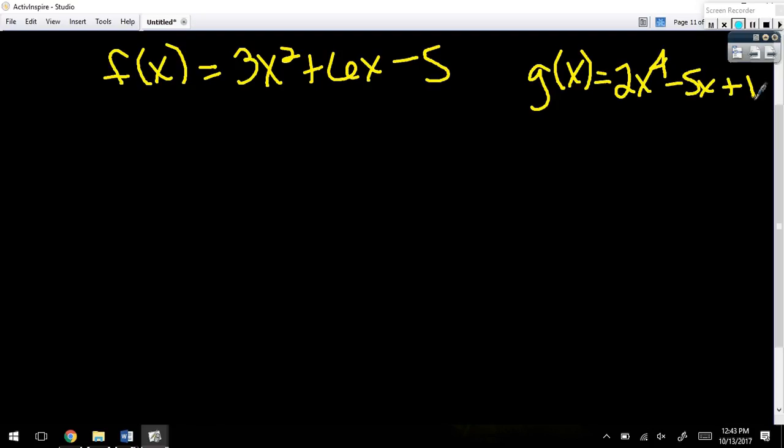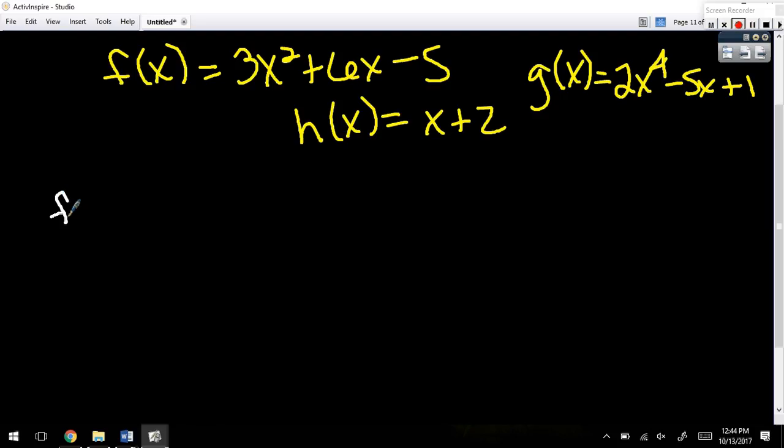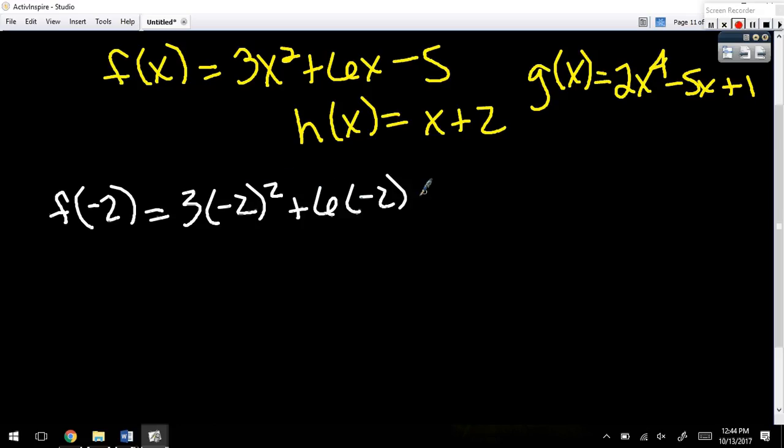Let's say I'm going to also define an h of x. Let's just call that x plus 2. We'll make it easy. Let's say I asked you what f of negative 2 is. What would you do? Plug it in for x, right? 3 times negative 2 squared plus 6 times negative 2 minus 5. And we could finish working this to get 4 times 3 is 12, minus 12 minus 5, which is negative 5, right?